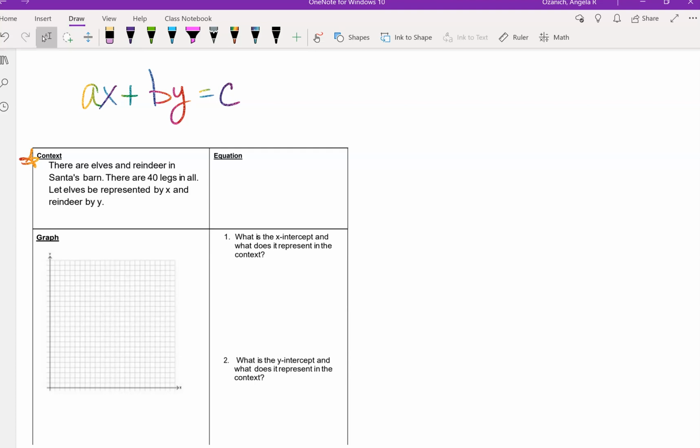Okay, standard form. There are elves and reindeer in Santa's barn. For this example, we are making an assumption that all the elves are going to have 2 legs, and we're also making the assumption that our reindeer are each going to have 4 legs. So there have not been any tragic accidents that have left any of our elves or reindeer with fewer than 2 or 4 legs, respectively. That being said, let me show you how we're going to set this up.